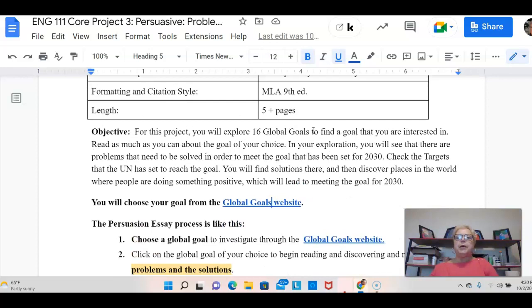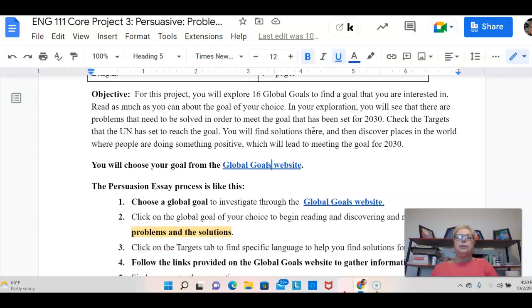And the length of this paper needs to be 5+ pages. And don't worry too much about that right now. I know 5+ pages seems like an awful lot, but by the time you get all the information in your paper that I want you to put in there, you'll have your 5 to 6 pages with no problem at all. So what we're going to do is the United Nations has put together 17 global goals to help with significant problems that we face in the world.